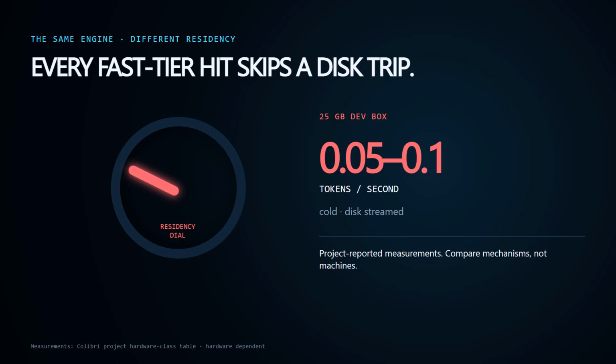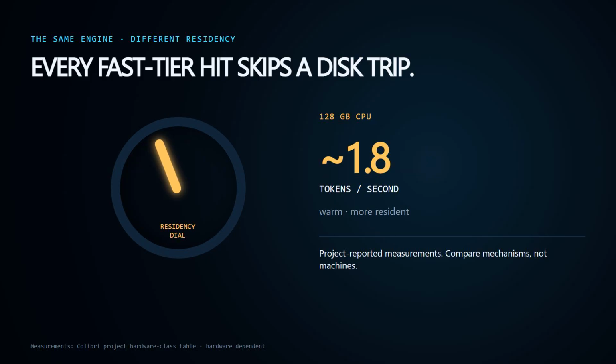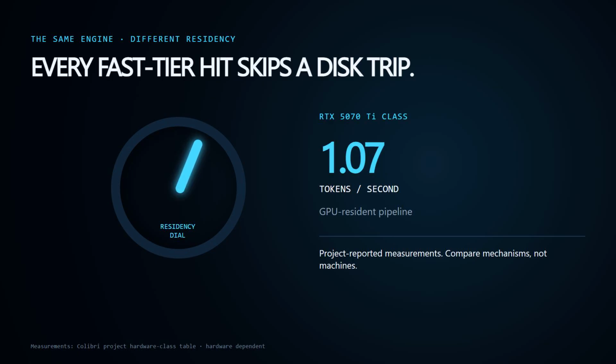With a 128 GB CPU-only desktop, community measurements in the project reach roughly 1.8 tokens per second warm. A single laptop class 5070 Ti system is reported near 1.07 tokens per second through the GPU resident pipeline. 5090s with full residency reach roughly 5.8 to 6.8 tokens per second. Those numbers are not a universal benchmark. They show the same rule on different machines. Every expert already resident in a faster tier is an expert the token does not have to fetch from disk.